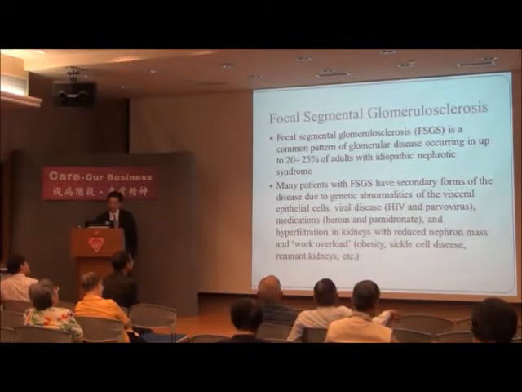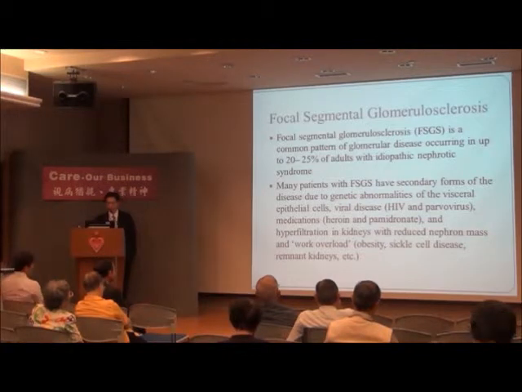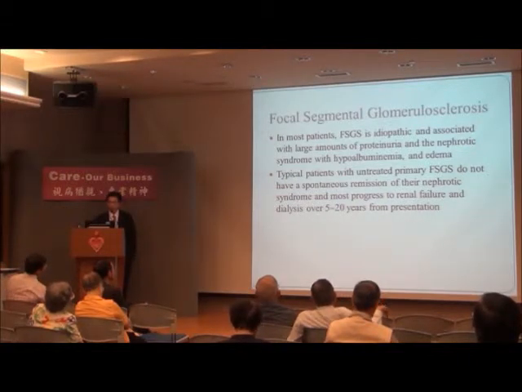We come to FSGS, which is a common pattern of glomerular disease occurring in up to 10 to 25% of adults with idiopathic nephrotic syndrome. Many patients with FSGS have secondary forms of disease due to genetic abnormalities of the visceral epithelial cells, diseases like HIV, medications, use of heroin, and hyperfiltration in kidneys with reduced renal mass, like obesity or just one kidney, a remnant kidney. In most patients, FSGS is idiopathic, associated with large amounts of proteinuria and nephrotic syndrome with hypoalbuminemia and edema.